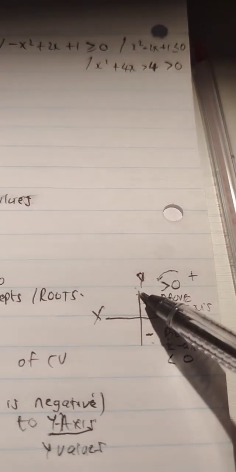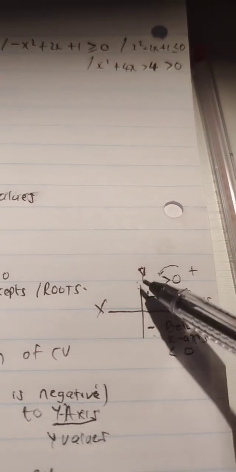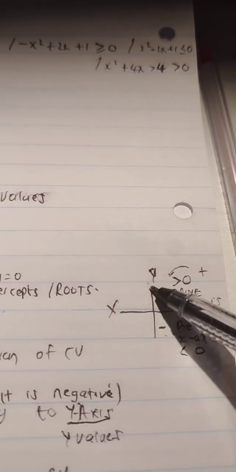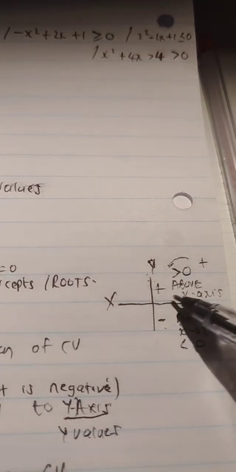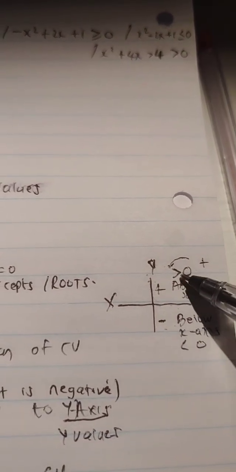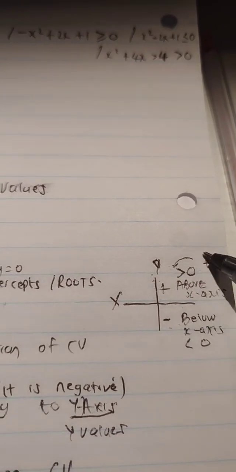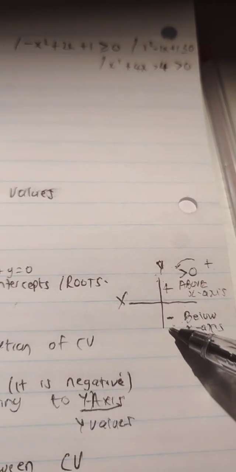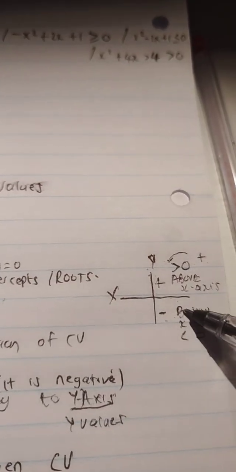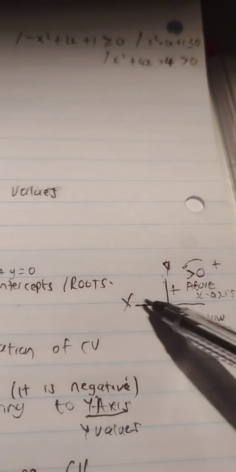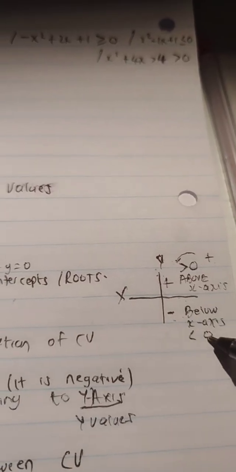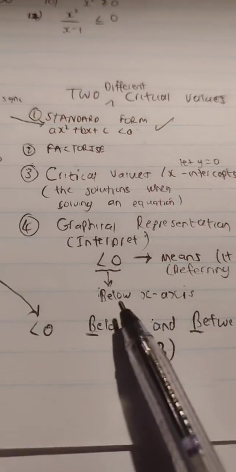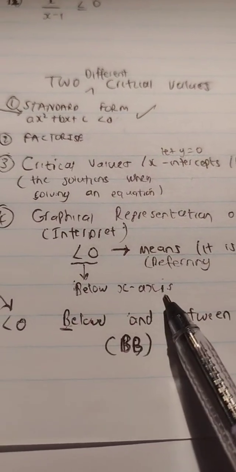So if you remember on the Cartesian plane, this is the y-axis. The y values on the y-axis are positive where? Above the x-axis. That's where positive, greater than 0, belongs. Our y values are negative where? Below this x-axis. That's where y is less than 0. So now we are looking at less than 0. What does it mean? Less than 0 means below the x-axis.